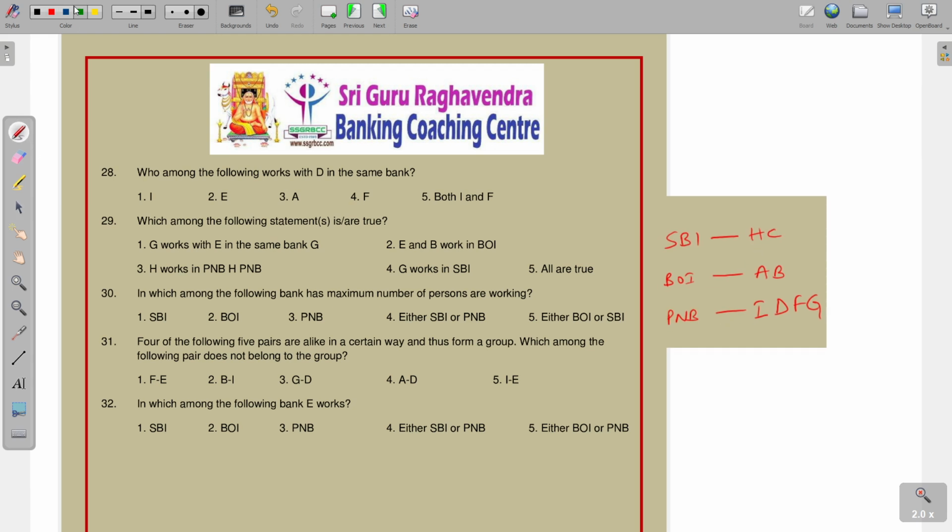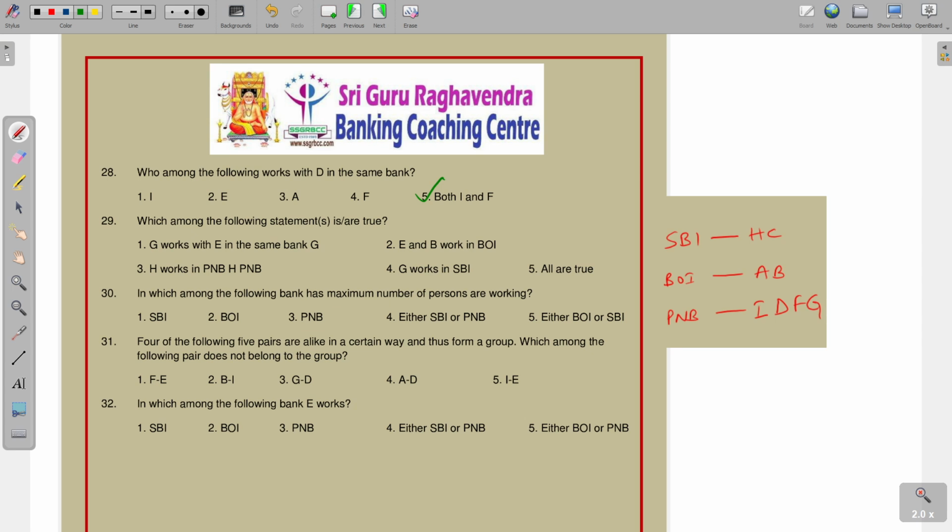Who among the following works with D in the same bank? With D, I, F, G are the three persons working, so it is only I and F here. And next, which among the following statements is true? G works with E in the same bank. So G and E both are not working in the same bank.